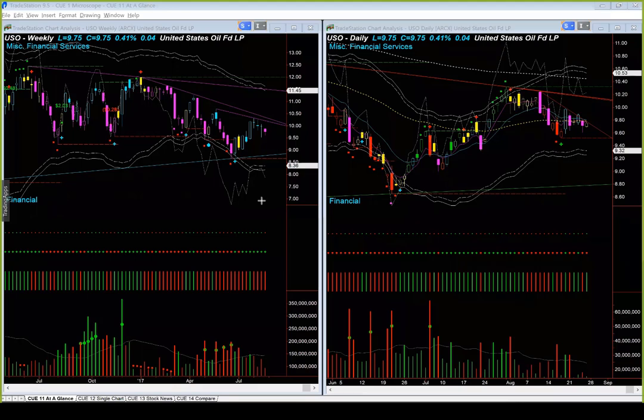That was the last slide of the presentation. Let me move to the live system. Let's start with US oil. We are looking at USO, the US oil ETF, using the weekly backdrop chart on the left-hand side and the daily hop-on chart on the right-hand side.